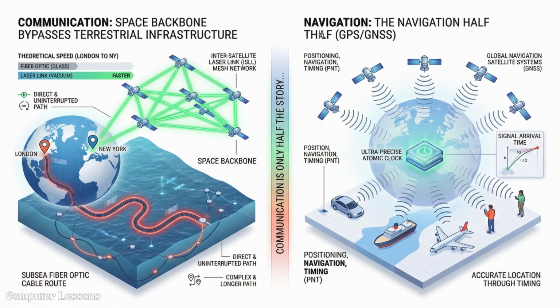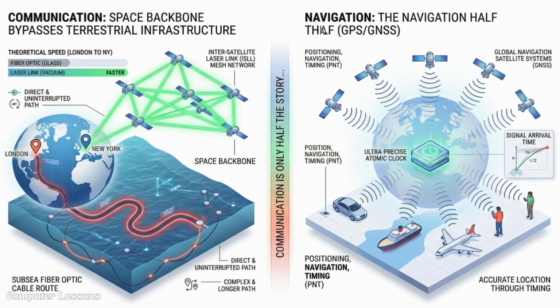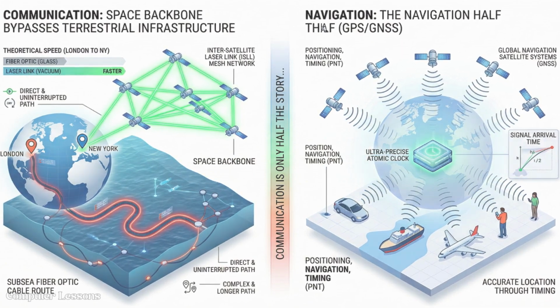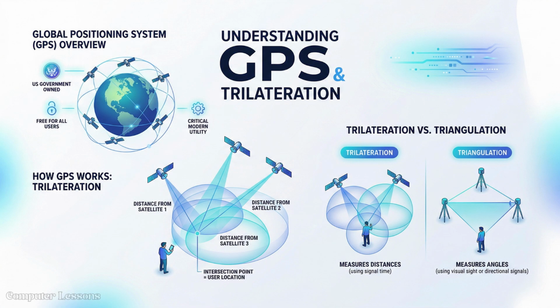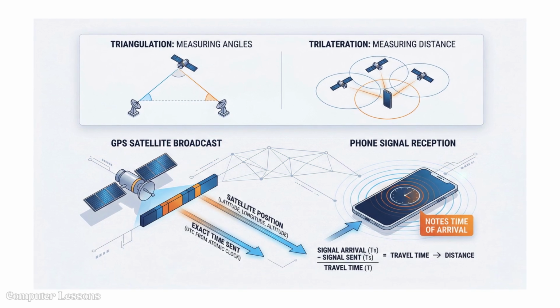But communication is only half the story. The other half is navigation. The Global Positioning System, or GPS, is perhaps the most critical utility in the modern world. It is owned by the US government, but is free for everyone to use. It works on a principle called trilateration, which is often confused with triangulation, but they are different. Triangulation measures angles, trilateration measures distance.